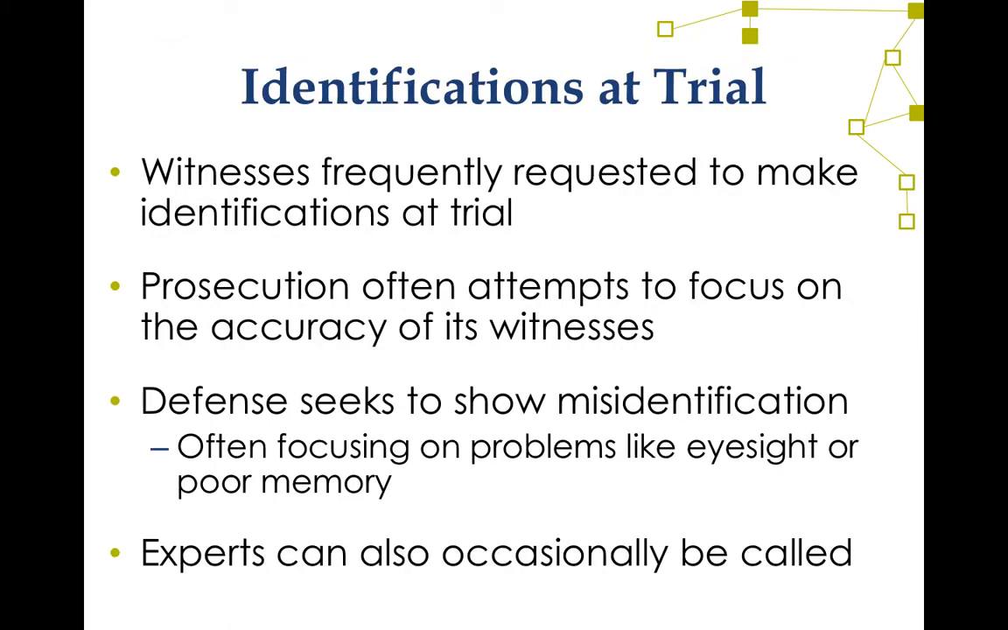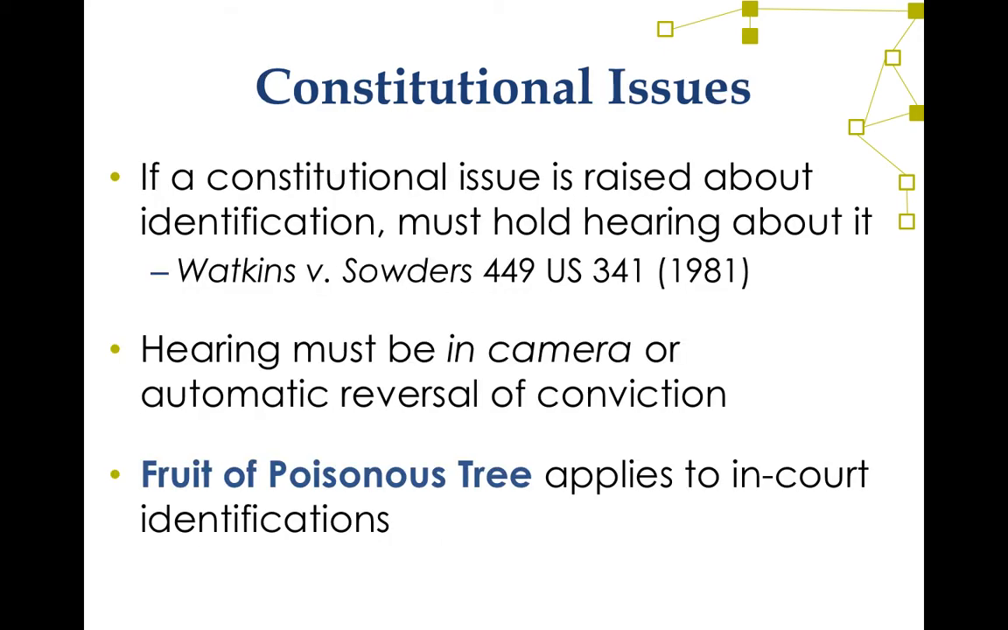At trial, witnesses are frequently requested to make an identification, and the prosecution often attempts to focus on the accuracy of its witnesses, whereas the defense wants to show you probably misidentified them, focusing on things like whether or not the person could really see, if their eyesight is okay, do they have a poor memory, and occasionally expert witnesses might be called. If a constitutional issue is raised about an identification, they have to hold a hearing about it in camera, right? So that means in the judge's chambers, or there's an automatic reversal. And fruit of the poisonous tree applies to in-court identifications.